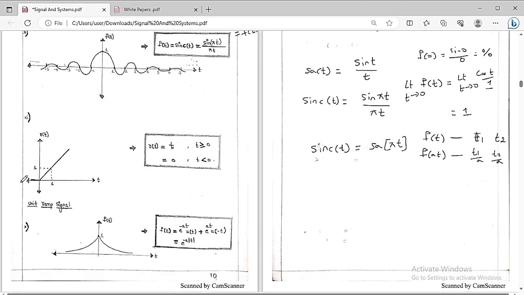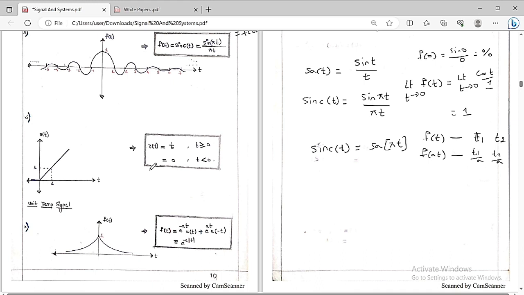So this is a diagram of the unit ramp signal. Its slope is equal to 1. You can say this value is 1 and this value is 1. So what is the slope? This value is equal to 0. So at t less than 0, its value is equal to 0. And at t greater than or equal to 0, it is a straight line with a slope of unity. So r of t is equal to t for t greater than or equal to 0. Its value is equal to 0 for t less than 0.